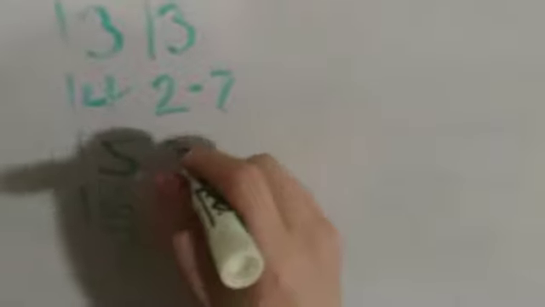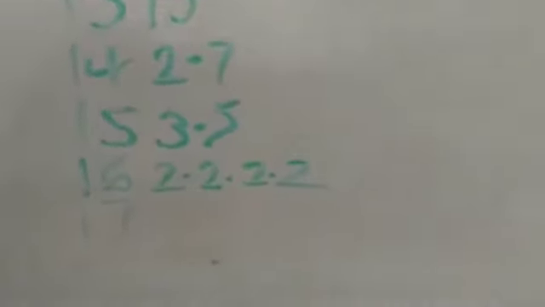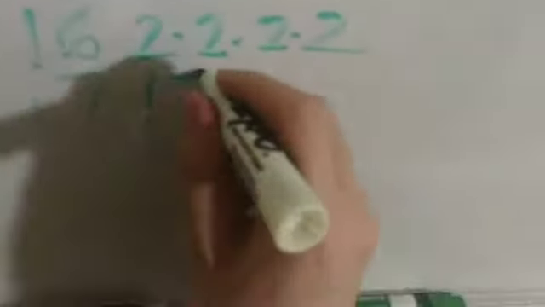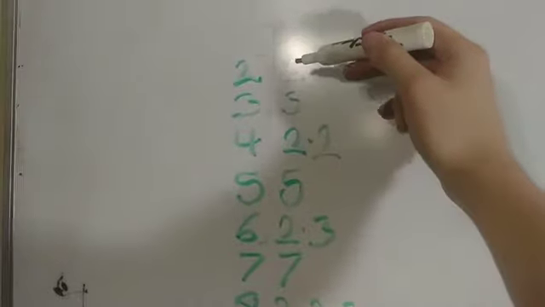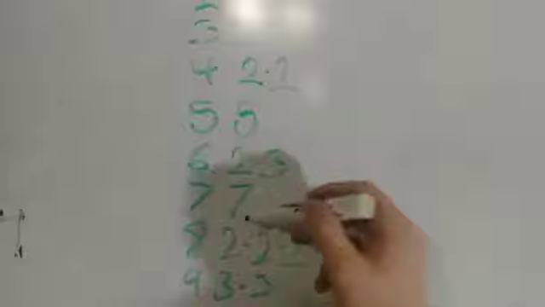13 is just 13. 14 is 2 times 7. 15 is 3 times 5. 16 is 2 times 2 times 2 times 2. And 17 is just 17 because it's prime. We can see all of the primes only have one factor: 2, 3, 5, 7, 11, 13, and 17. Those are the primes.